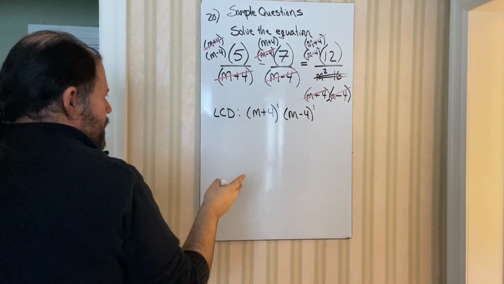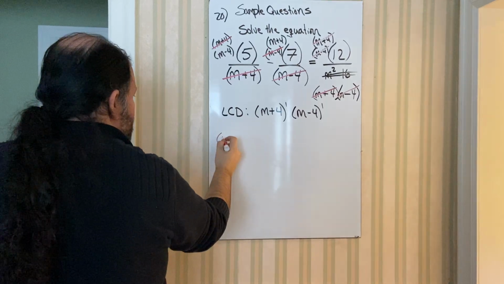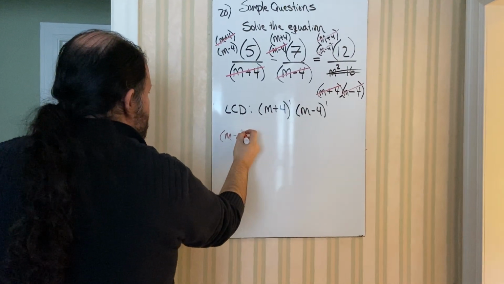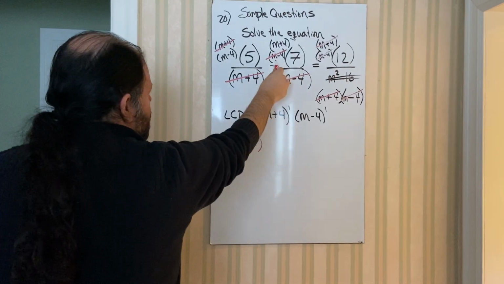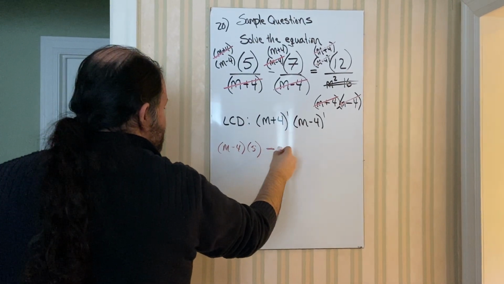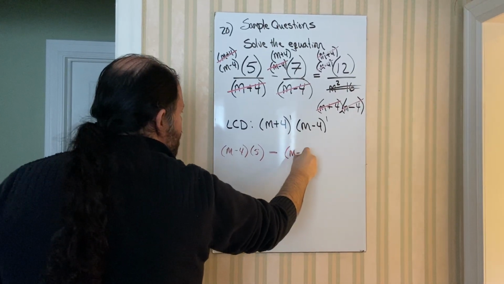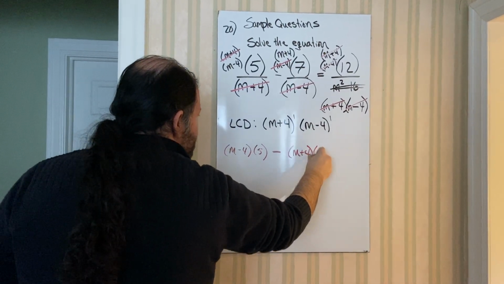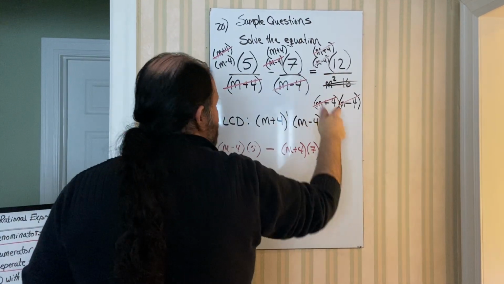So instead of making it so messy, rewrite it as a regular problem. We have m minus 4 and the 5. Here we have a minus sign. We have an m plus 4. And we have a 7. And here we have just the 12.